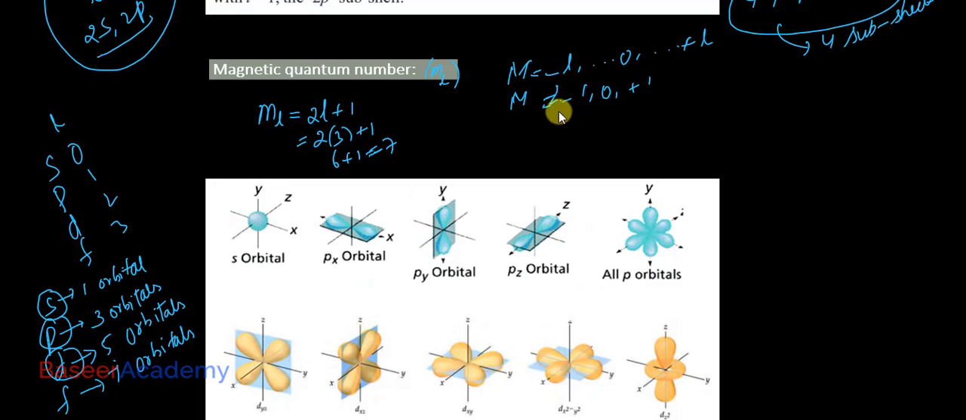M can take values from minus 2 to plus 2, right? M will take values from minus 2 to plus 2. How many values? 1, 2, 3, 4, 5. So the D subshell splits into 5 orbitals. And what are the names of the D orbitals? dyz, dxz, dxy, dx square minus y square, dz square.